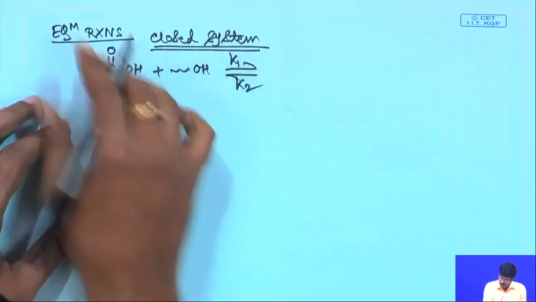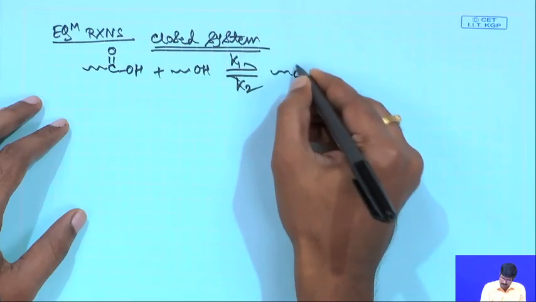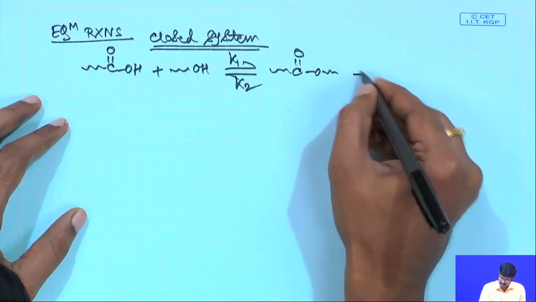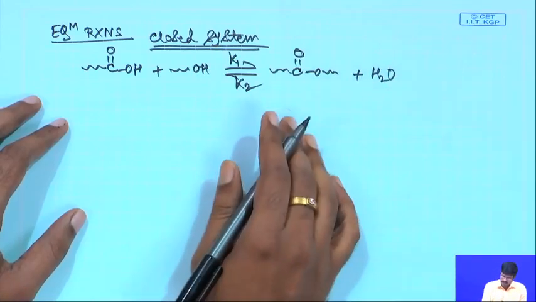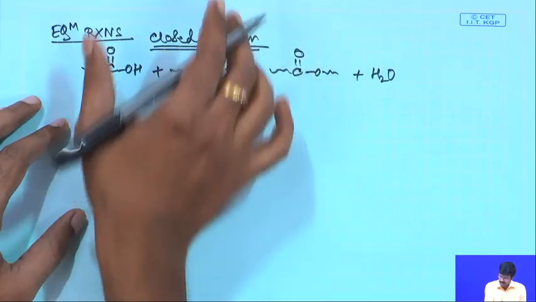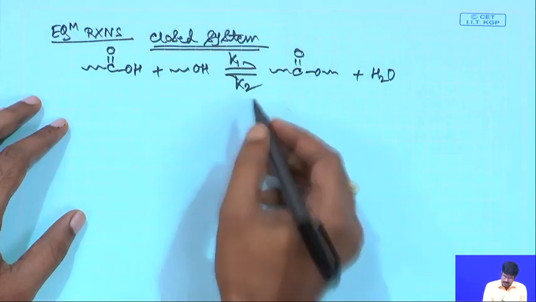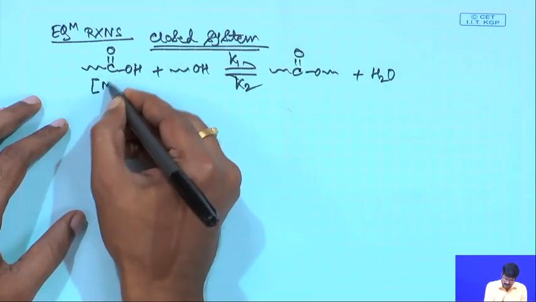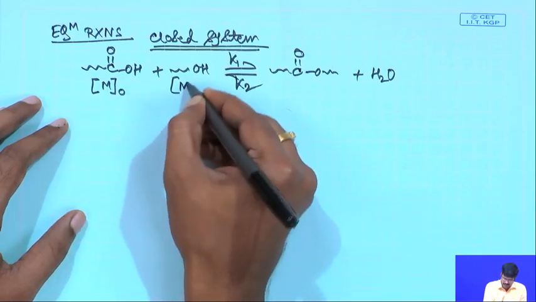Now, I will draw the full reaction in one go. You have your product here, ester, and you have water. So, this is in equilibrium, it has reached equilibrium, it is a closed system. Now, in this particular situation, let us say you started with a concentration of m0 for both.